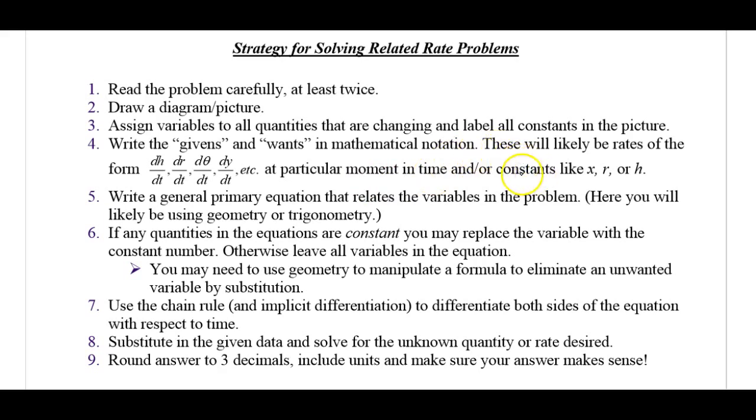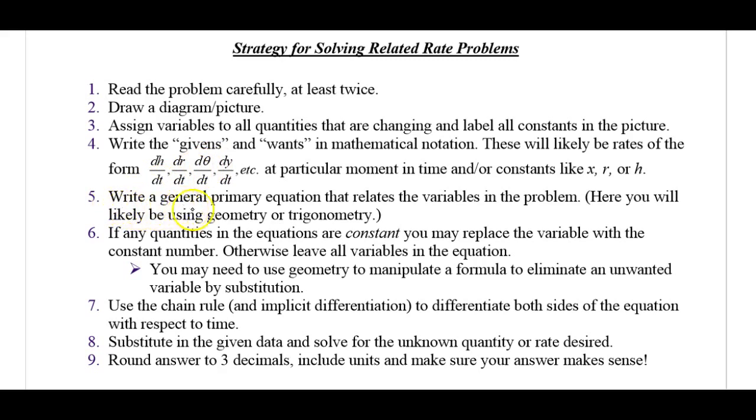And we might also be given constants, not only rates. So constants would be of the form x equals, r equals, or h equals. We really have to distinguish between whether they've given us a quantity or a constant versus a rate. Those keywords like per, in, or for are going to tell us we've been given a rate.